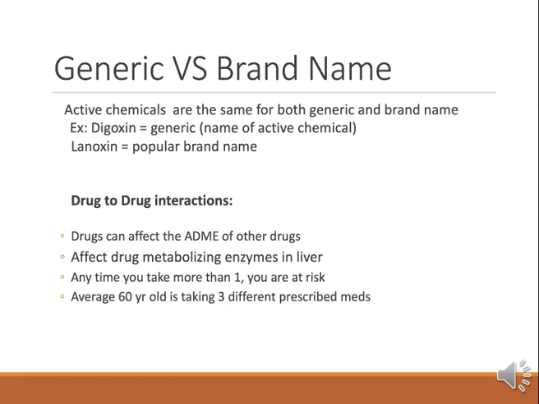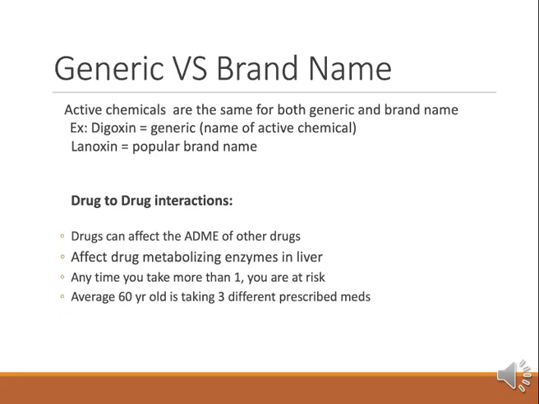All right, so drug-to-drug interactions. A drug can affect the absorption, the distribution, the metabolism, and the elimination, excretion of other drugs. So drug-to-drug interactions are also very important to consider.